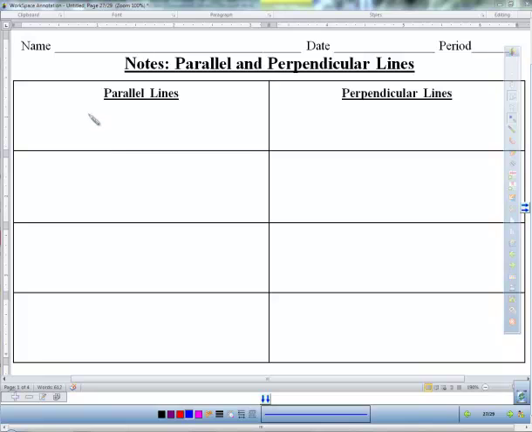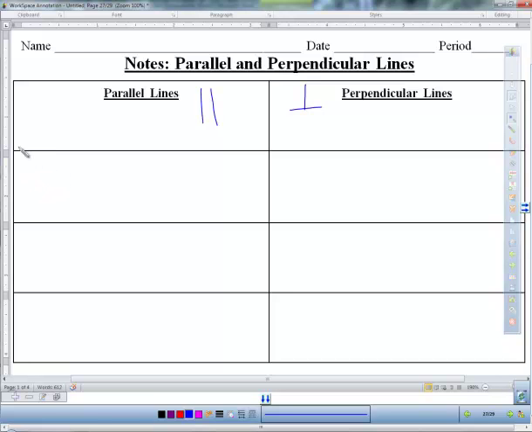Okay, we're going to compare parallel and perpendicular lines, but before we do that, we're going to go ahead and review what parallel means. Parallel lines are lines that will never intersect. They are equidistant at all times, and they have the same slope. So the sign that we use for that is parallel, like that. Perpendicular lines are two lines that intersect at 90-degree angles. So we use this symbol, looks like this.